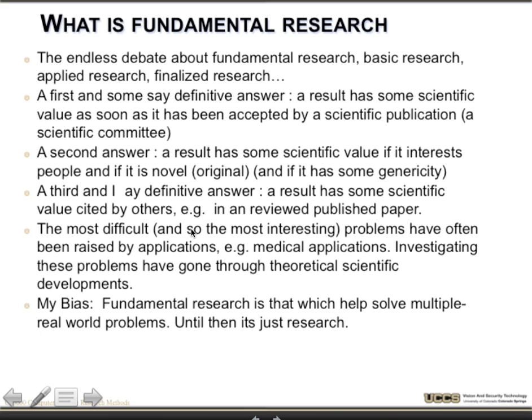A second answer is that the result has some scientific value if it's of interest to people and if it's original, novel, and hopefully generalizable. It's not a bad answer. I can sort of live with that, but the third answer, and the one I consider definitive, is that a result has scientific value if it's cited by others, for example in a reviewed published paper, in a patent, or if it's actually used in a product. It has scientific value only when it's cited by others for its science, saying that it's good. This actually becomes important because sometimes citations can be negative, saying that the work is bad, in which case maybe it doesn't have lots of scientific value.